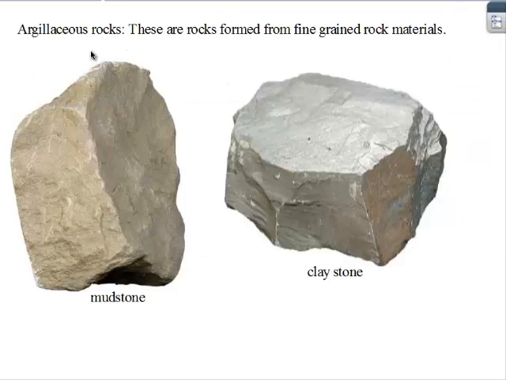Secondly, we have argillaceous rocks. When we talk about argillaceous rocks, these are rocks formed from fine-grained rock materials. That is, they are mechanically formed sedimentary rocks that have smooth surfaces. Examples are mudstone and claystone. You can see the smoothness of the surfaces.